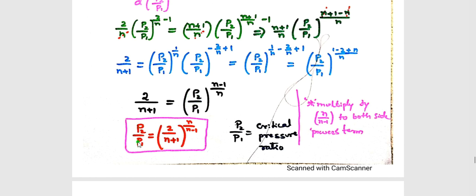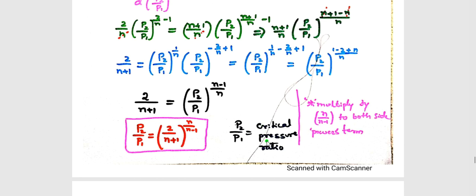So P2 by P1 is equal to this. On the right hand side, you multiply with some power so that it gets cancelled. So I will multiply by n by n minus 1. I have written here, multiply by n by n minus 1 on both sides of the power. So P2 by P1 is equal to 2 by n plus 1 to the power of n by n minus 1. So this ratio of P2 by P1 is called the critical pressure ratio.